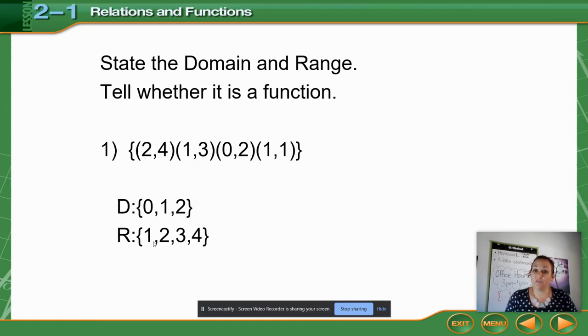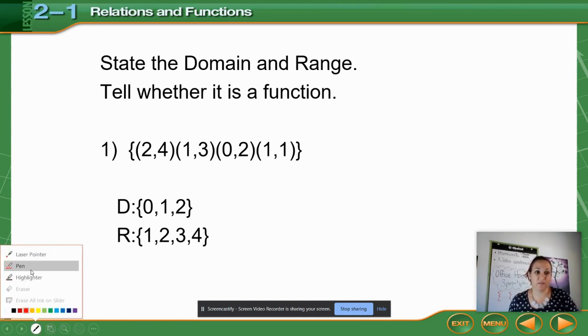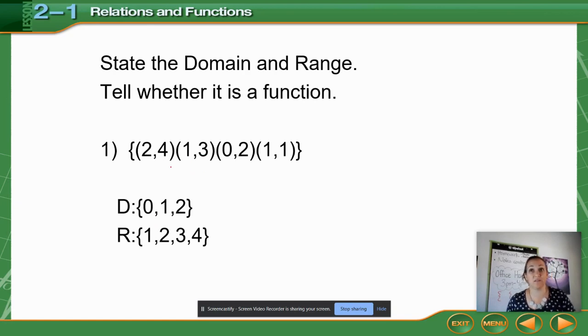The final thing we have to do is tell if this is a function. To figure out if it's a function, we said that every x has to be assigned only one y. Essentially, we're just looking for repeating x's. As I was writing my domain, I did notice that I had a repeating x. I have the number 1 written twice.